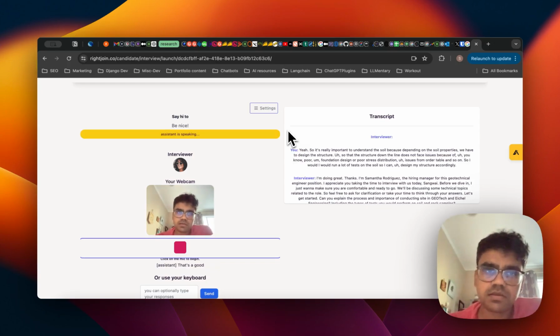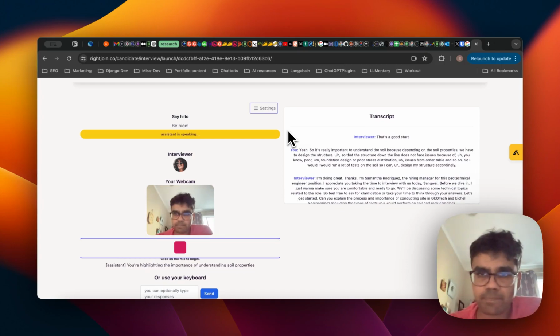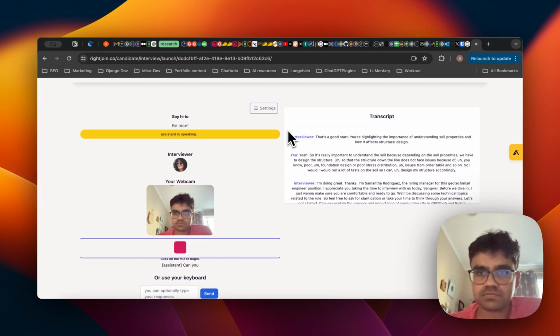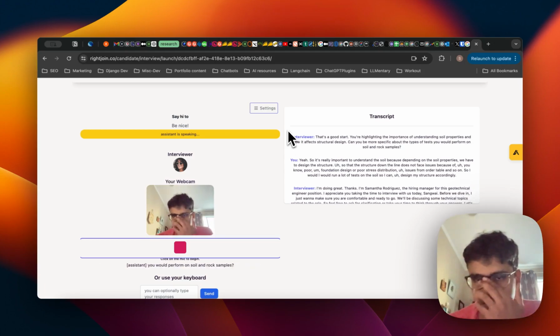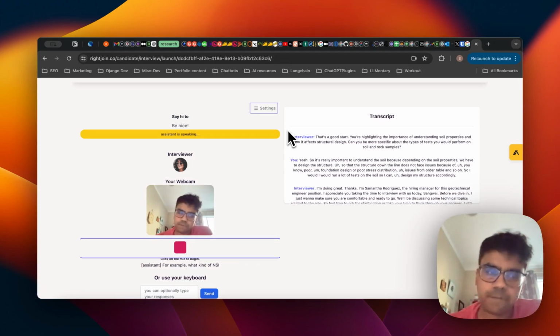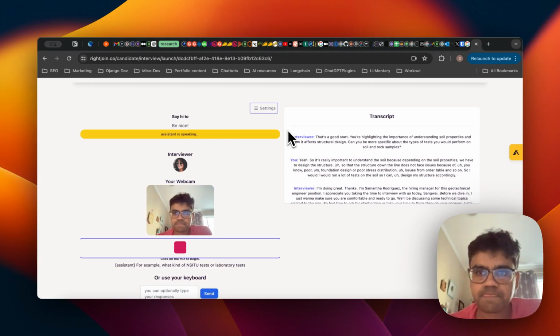That's a good start. You're highlighting the importance of understanding soil properties and how they affect the structural design. Can you be more specific about the types of tests you would perform on soil and rock samples? For example, what kind of in-situ tests or laboratory tests would you conduct? And what kind of information would you gather from those tests?